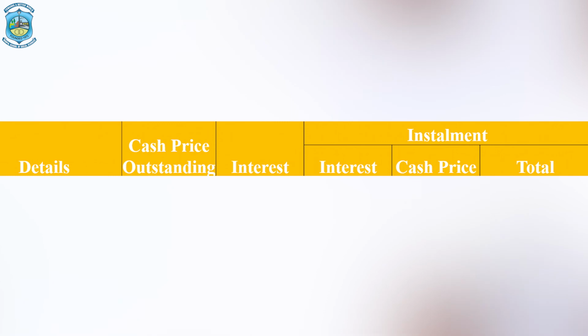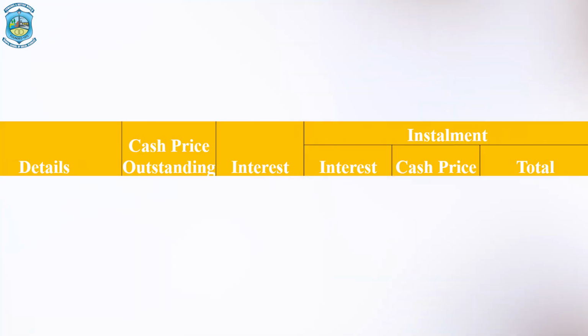So, the 6 columns to be prepared are number 1, the details; number 2, cash price outstanding; number 3, the amount of interest to be calculated, the most important column, because valuation of interest depends on the outstanding amount and the period of the interest. Alright.